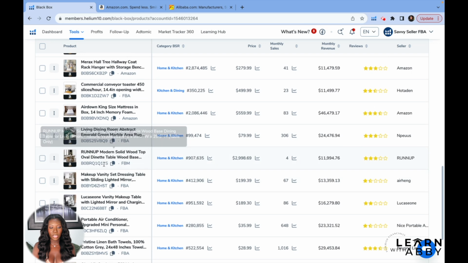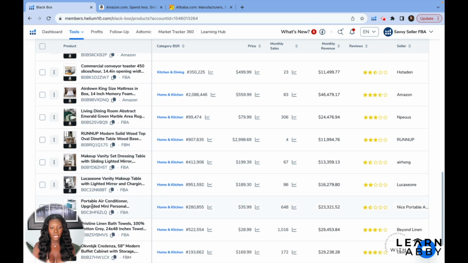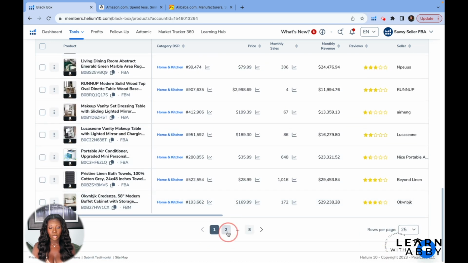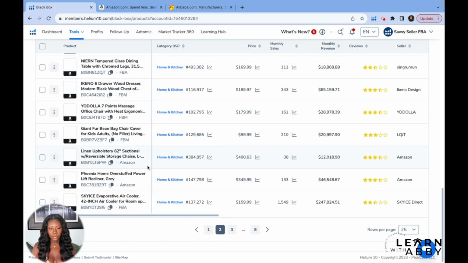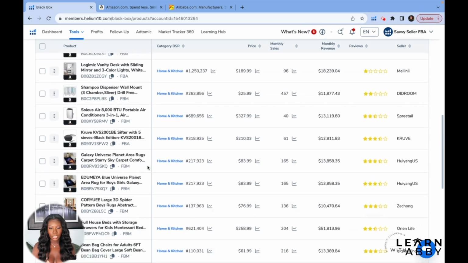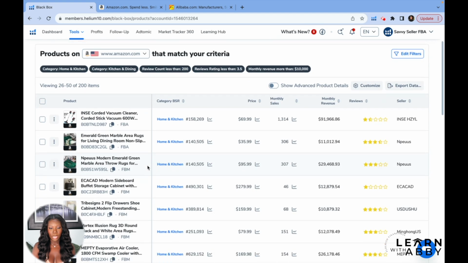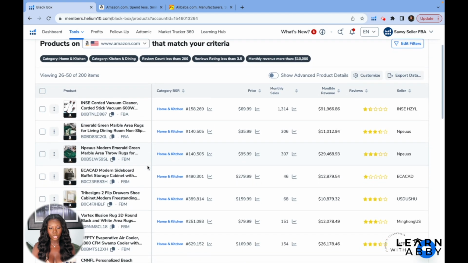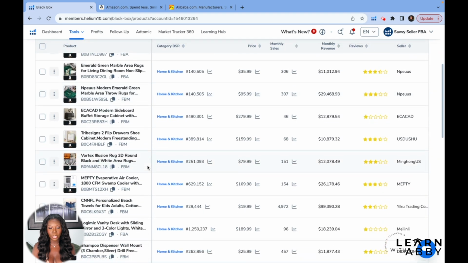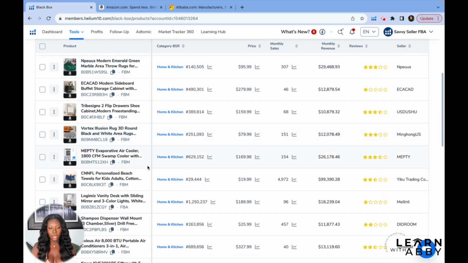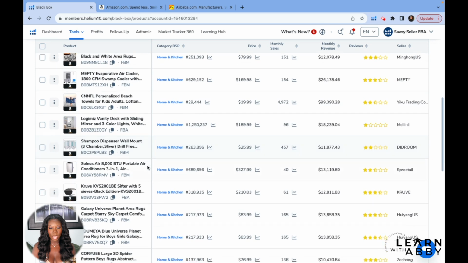We've got a vanity set, more vanity sets. Let's see what else. Scroll to the next page and see what we've got here. Area rugs, storage options, more cabinets. These are not products that I personally would want to sell.